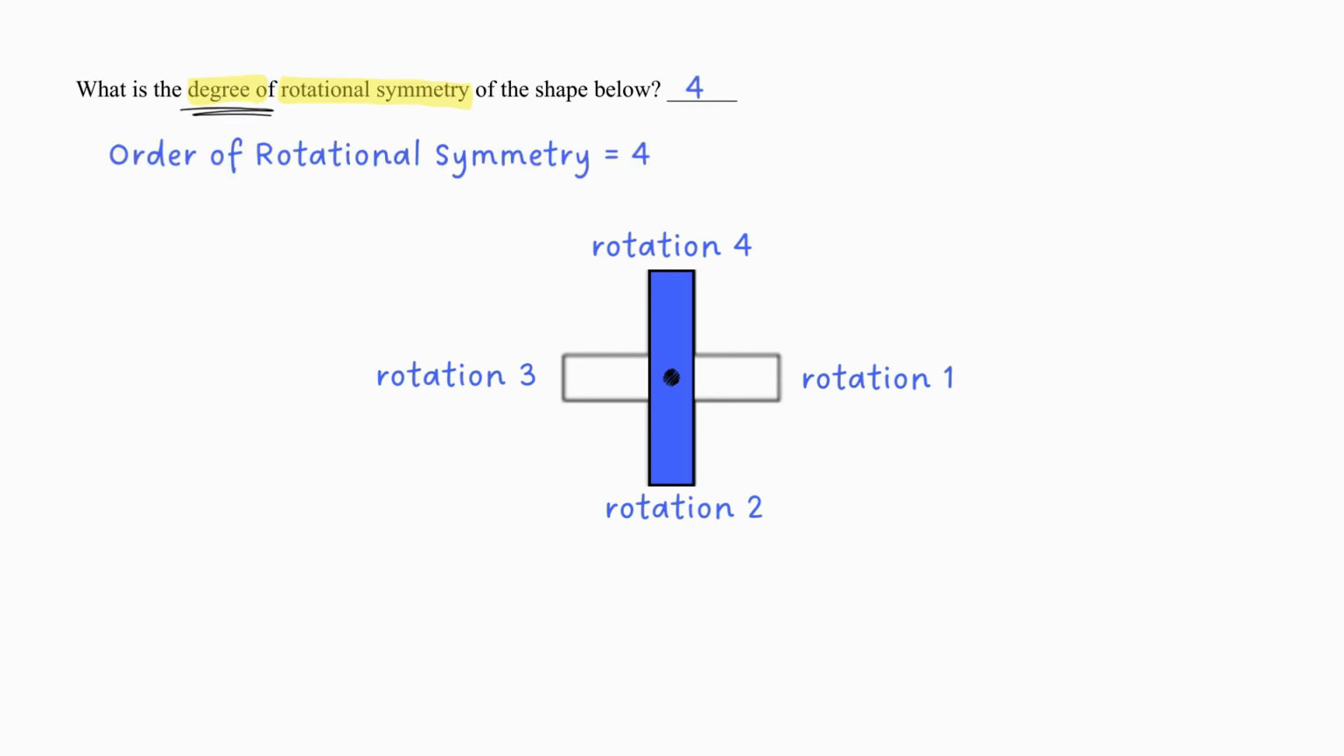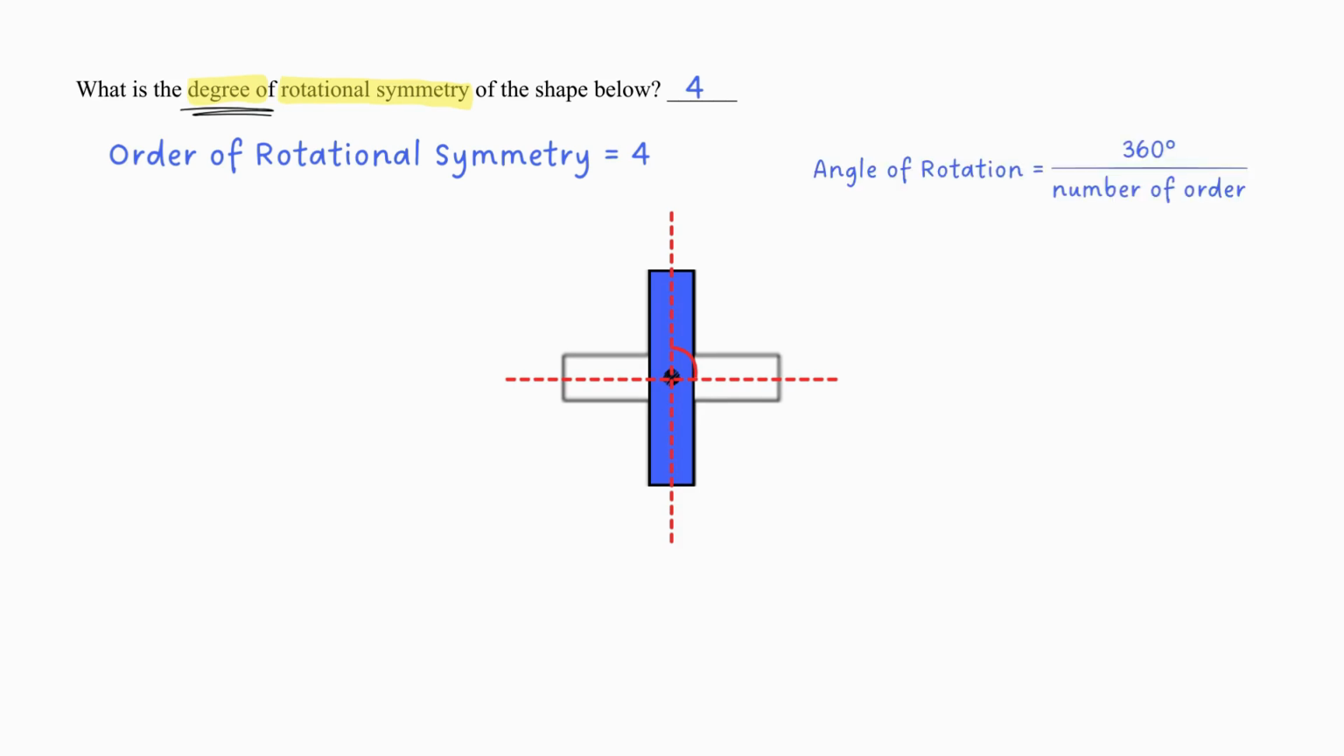Now, the question asked for the degree of rotational symmetry. However, they meant to ask for the order of rotational symmetry. Let me explain the difference between both. To find the degree of rotational symmetry, which is the smallest angle you can turn it to make it look the same, we use a simple formula. Angle of rotation equals 360 degrees divided by the order, which we found earlier. Since our order is 4, we do the math.